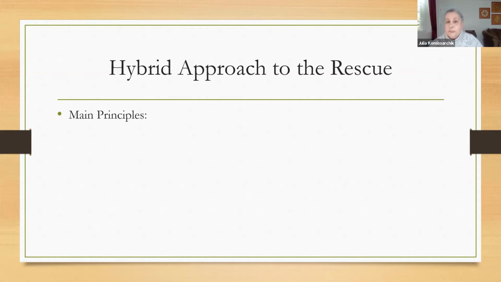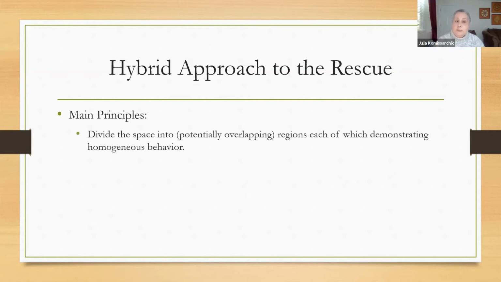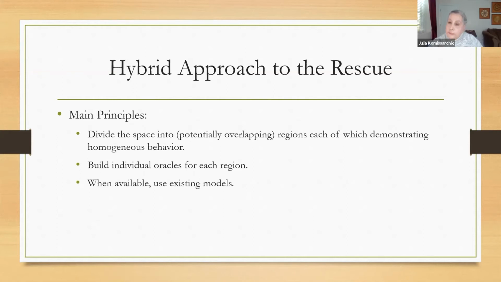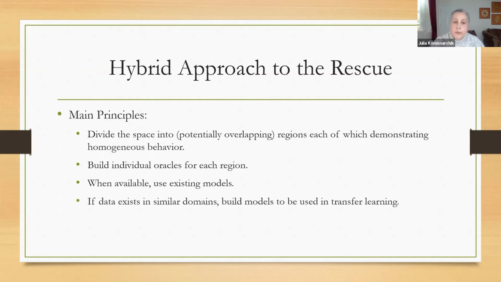So the main principles are: divide the space into potentially overlapping regions, each of which demonstrates homogeneous behavior. Build individual oracles for each region. When available, use existing models. If there is something you can leverage that has already been built by the community, then please go ahead and use it as much as possible. And then, if data exists in similar domains, build models to be used in transfer learning.